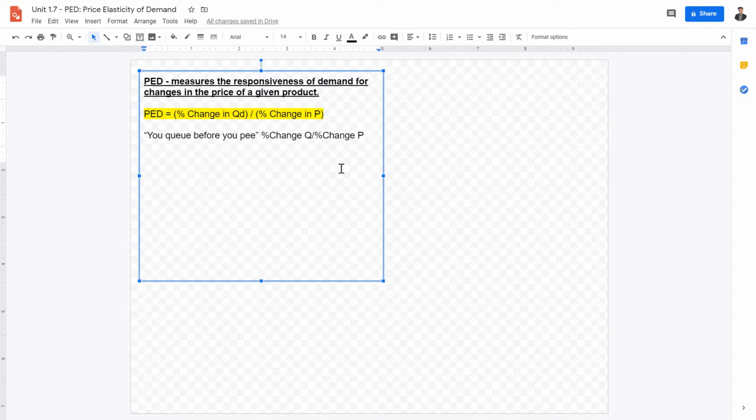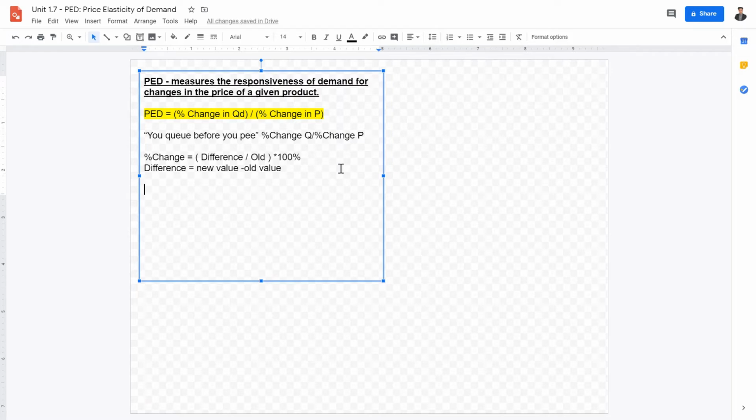Okay? So how do we calculate percentage change? You'll be surprised at how many people do not know how to calculate basic percentage changes. That's no problem. I'm going to tell you right here. So percentage change is equal to the difference divided by the old value, multiplied by 100%. The difference is equal to the new value minus the old value.